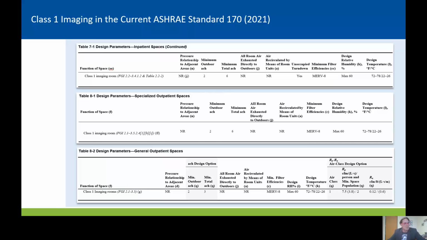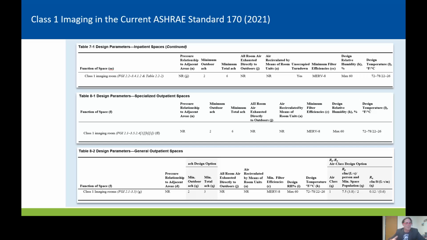All right, so let's look at the current requirements. The current standard addresses Class 1 imaging actually in 3 different locations in the standard. You have Table 7-1 for inpatient spaces, and then Table 8-1 for specialty outpatient spaces, and then Table 8-2 for general outpatient spaces. And right away, I'm going to argue that this makes 0 sense. Imaging rooms are never inpatient spaces. Nobody ever stays there. And by the definition of Class 1 imaging, they are not specialty outpatient spaces. Class 1 is, in fact, the general and non-invasive application. So the first two tables here, 7-1 and 8-1, really don't make any sense.